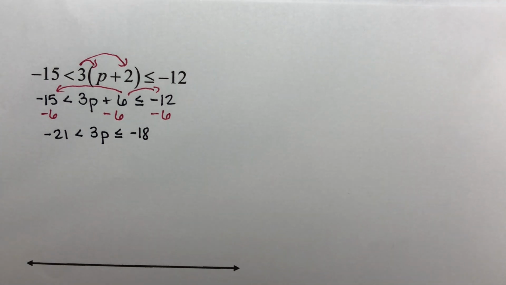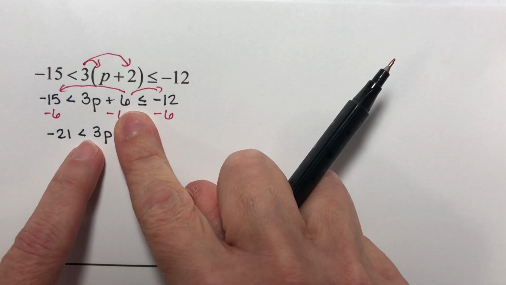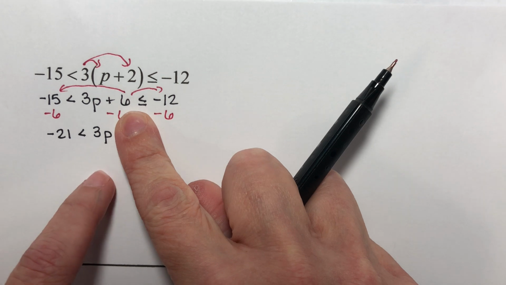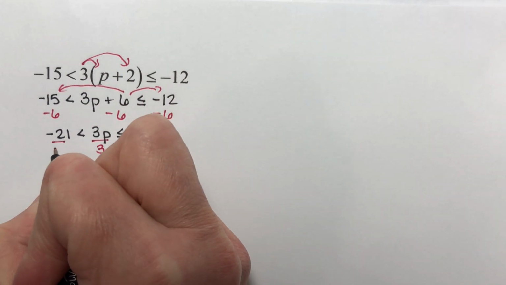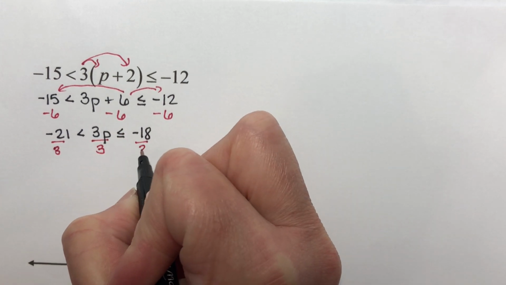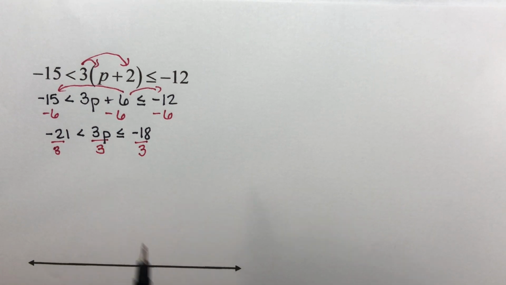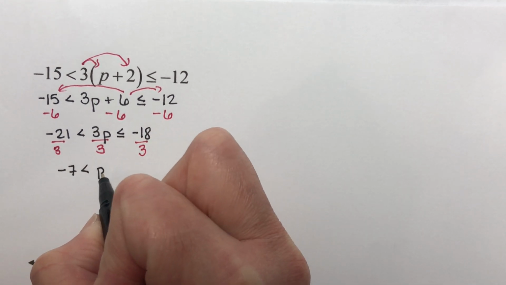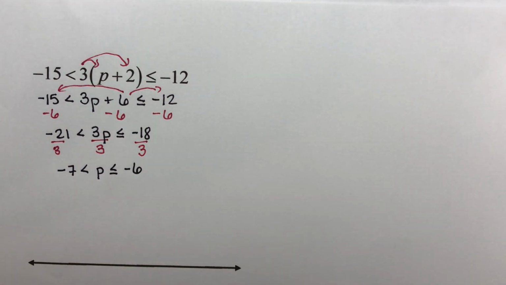Okay. Now we want our p alone, not 3p. We need to divide by a 3. 3 is a positive number, so I do not have to flip my signs. I need to divide this by 3, so I divide this by 3, and also this. If I needed to divide by a negative, I would need to flip both of these. Okay? This gives me negative 7 is less than p is less than or equal to negative 6.